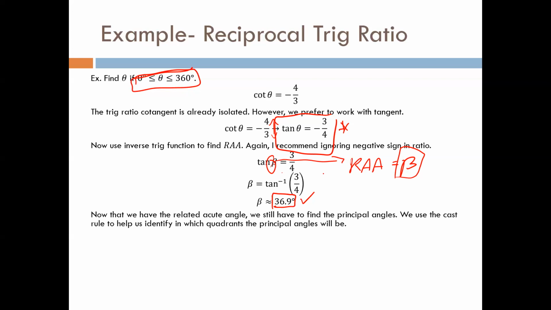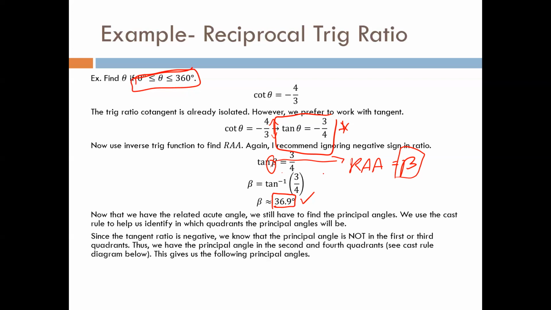the principal angles. So what do we know here? Well, we know that the tangent ratio is going to be negative. So if the tangent ratio is negative, that means that it is definitely not in the first quadrant, because the first quadrant is where all the trig ratios are positive, and it's definitely not in the third quadrant where the tangent ratio is negative.